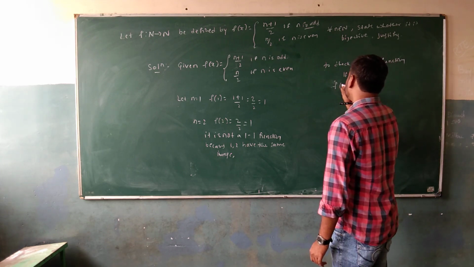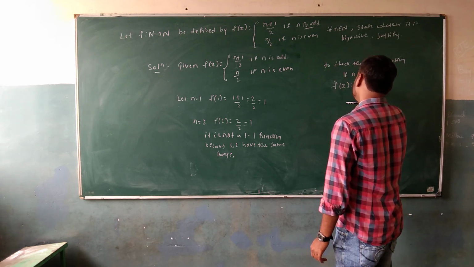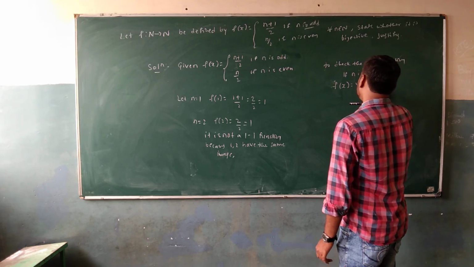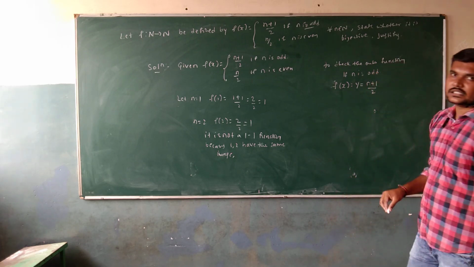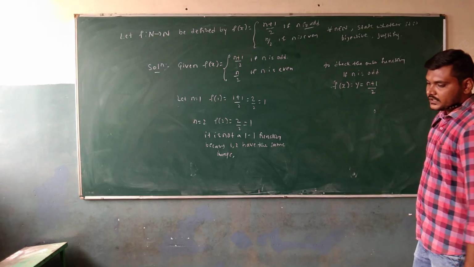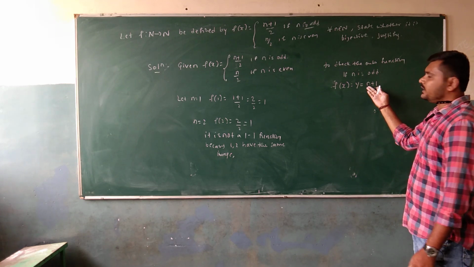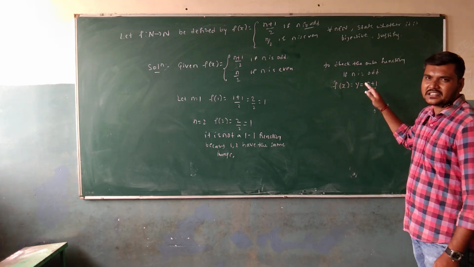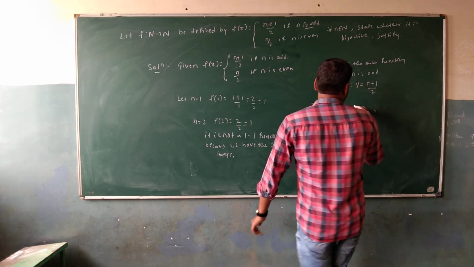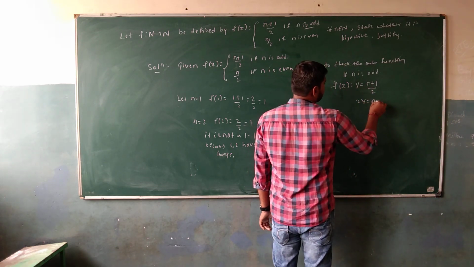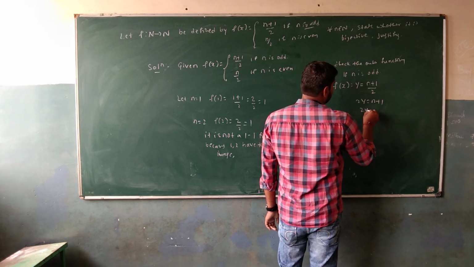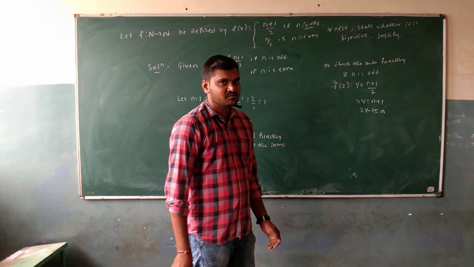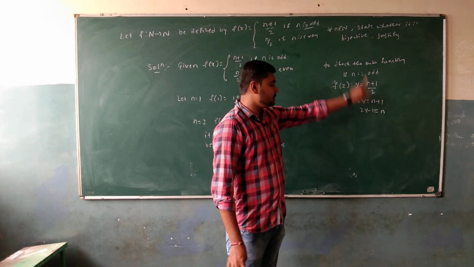Then f of x is equal to y, which is nothing but (n plus 1) divided by 2. You can also substitute the value of x here, there is no major difference. So 2y is equal to n plus 1, or we can say that 2y minus 1 is equal to n. So here 2y minus 1 is a member of N, suppose y is any natural number.